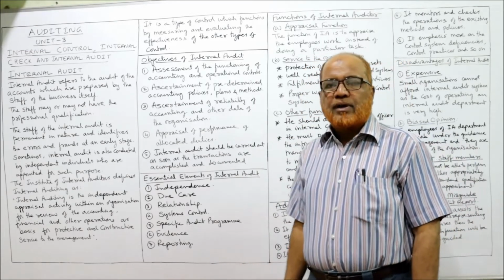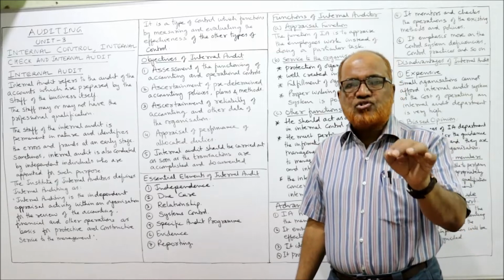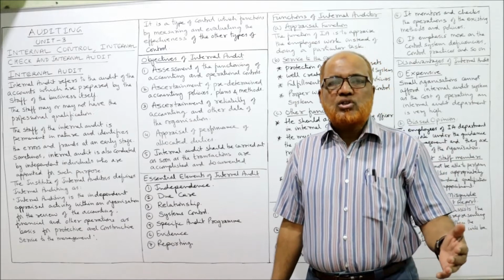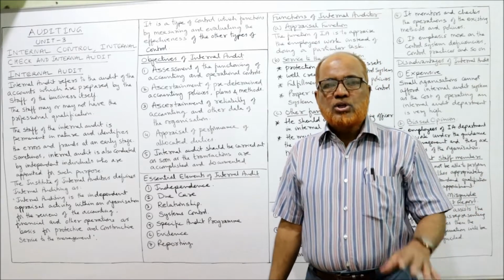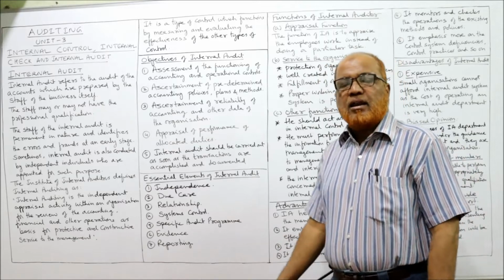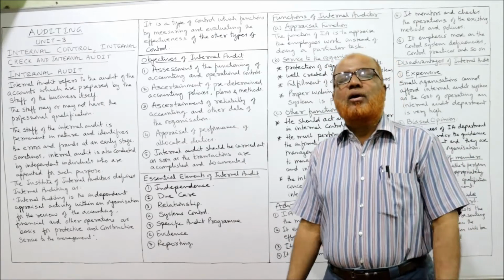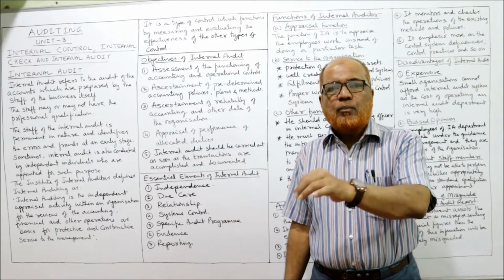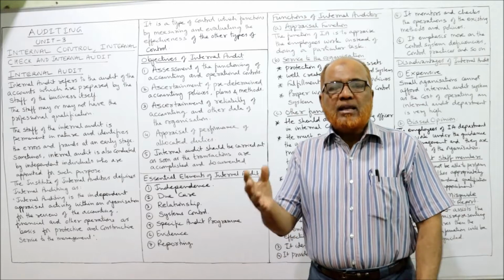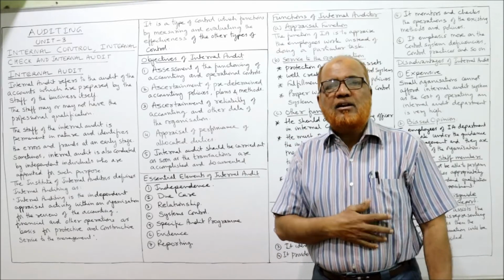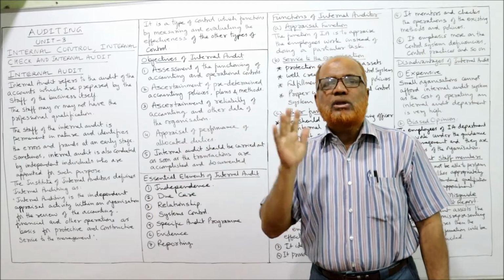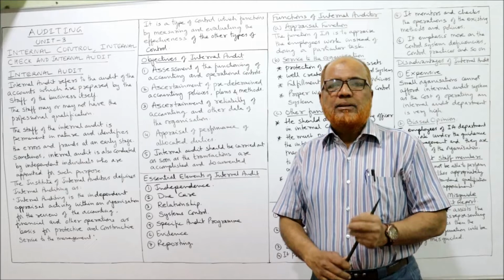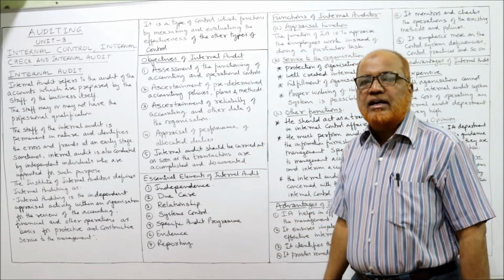Next one, evidence. The internal auditor must stress on evidence of each and every event, each and every transaction, just like the external auditor. So he should focus on evidence. Lastly, reporting. The internal auditor should make a comprehensive, clear, timely report to the management. Because management is conducting this internal audit, the report should be submitted to the management. But the report should be very clear, comprehensive in nature. These are the essential elements of internal audit.